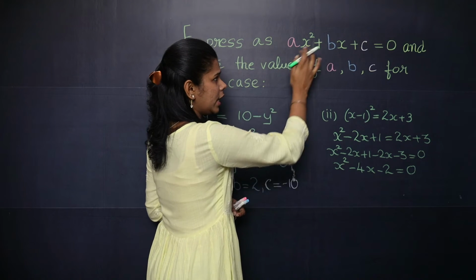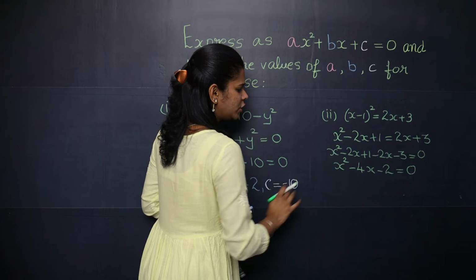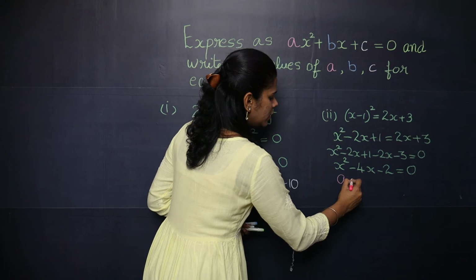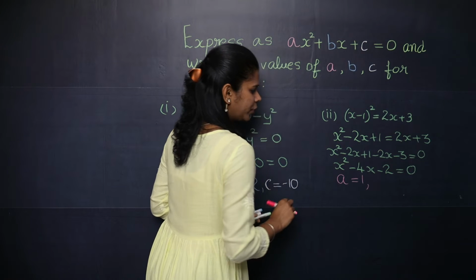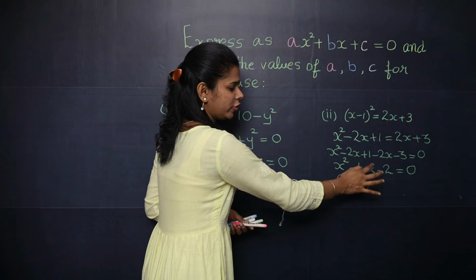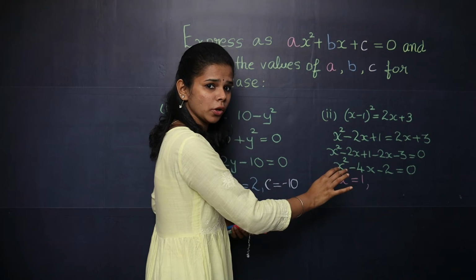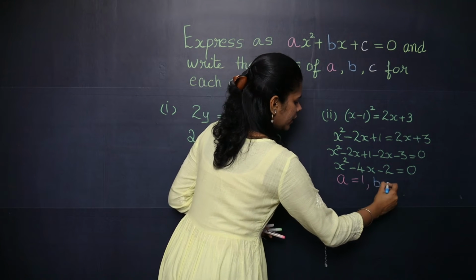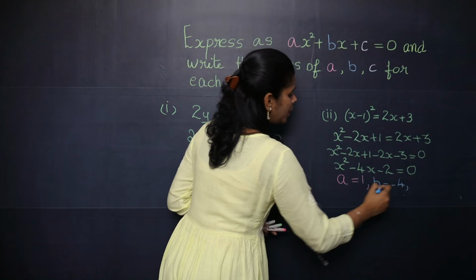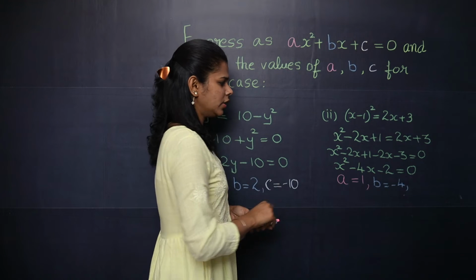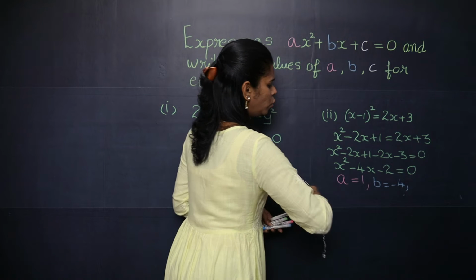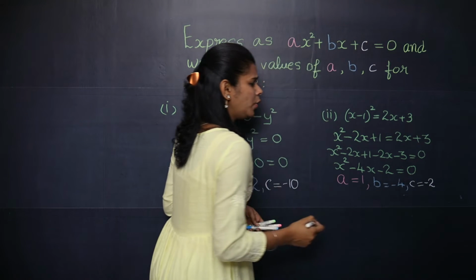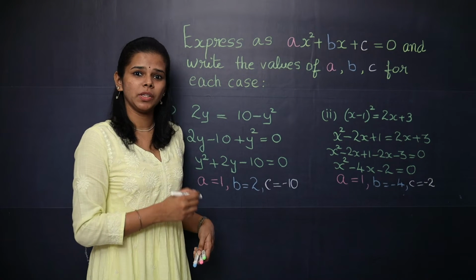Now just look at the standard form. What is the coefficient of x square here? It is 1. So a is equal to 1. Now look at the coefficient of x. You should take the sign also. So it is negative 4. So b is negative 4. What about the constant? Here the constant is negative 2. So c is equal to negative 2. Now let's see some more sub-questions based on this question.